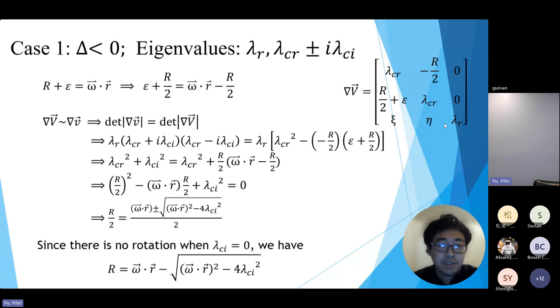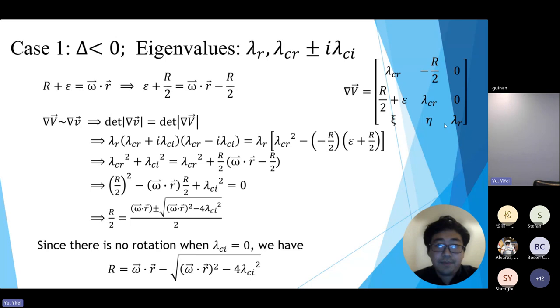After simplifying it, we get a quadratic equation for r over 2. We can solve that r equals omega dot r plus or minus the square root of omega dot r squared minus 4 lambda ci squared. Since there is no rotation when lambda ci equals 0, we thus get the formula for the Liutex magnitude.